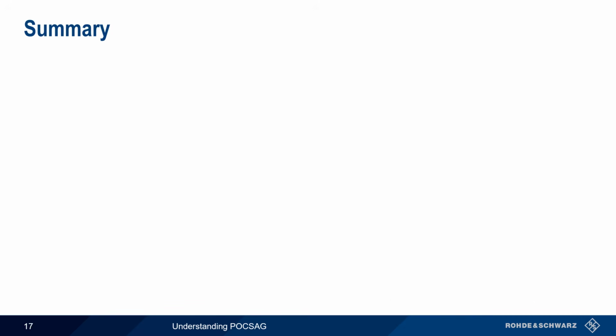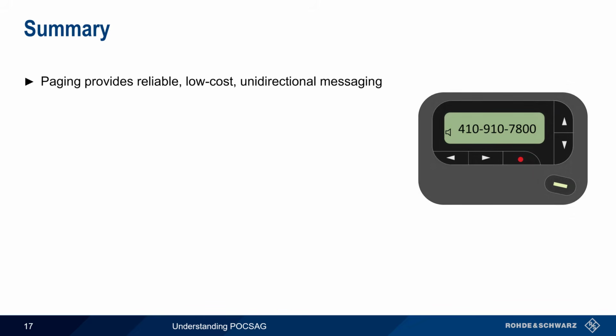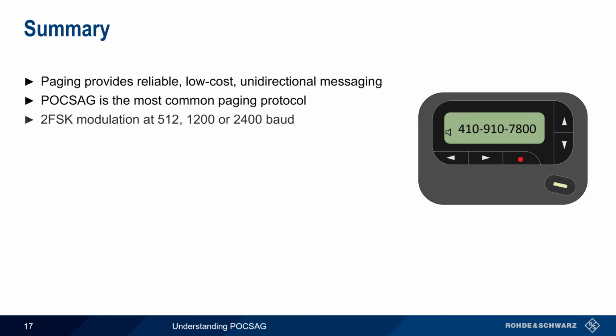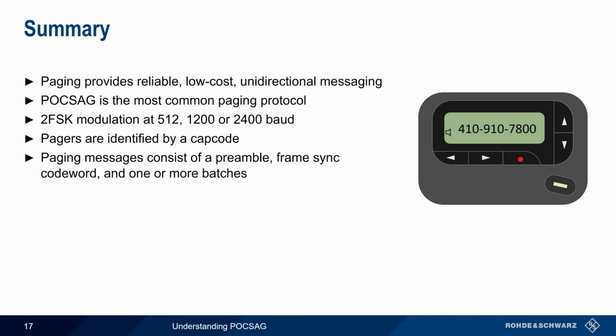Let's end with a brief summary. Paging provides reliable, low-cost, unidirectional messaging over wide geographical areas and with good in-building penetration. The most common paging protocol, by far, is POCSAG, which uses 2FSK modulation at rates of 512, 1200, or 2400 baud. Pagers and messages addressed to them are identified by a unique capcode. The transmission format of POCSAG messages begins with a preamble, followed by a framesync codeword, and then one or more batches. Each batch in turn contains 8 frames with 2 codewords each.